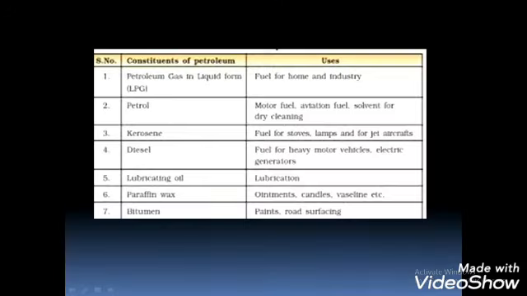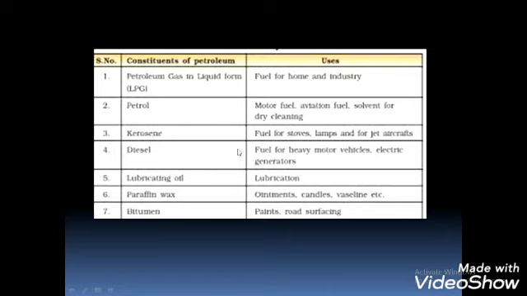Various constituents of petroleum and their uses are given in the table. First one, petroleum gas in liquid form, that is LPG, liquid petroleum gas. Its use is fuel for home and industry. Then the second constituent is petrol. Its uses are motor fuel, aviation fuel, and solvent for dry cleaning.